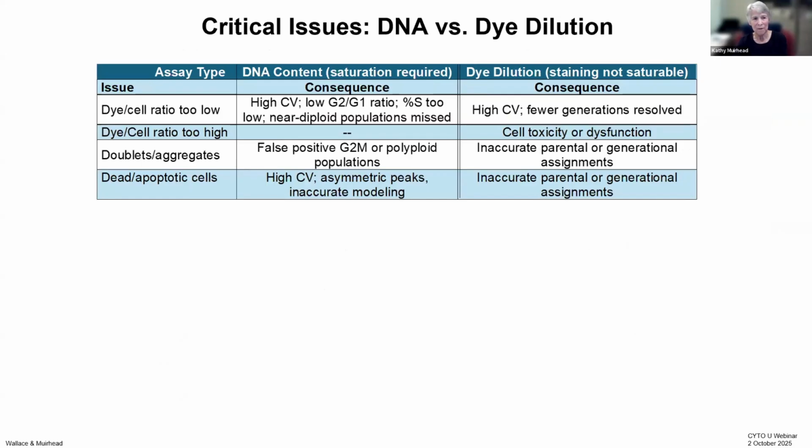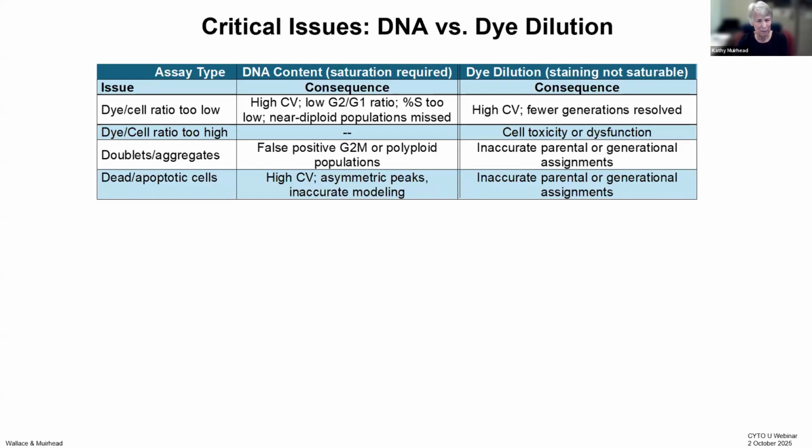The consequences are different. If you're staining for DNA and you don't have enough dye, your CVs will go up, you'll get a low G2-G1 ratio, your percent S will be too low, and you're likely to miss your diploid populations. If you have not enough dye per cell for a dye dilution assay, you'll also get a higher CV, you'll get less intense staining, and you will be able to resolve fewer generations.